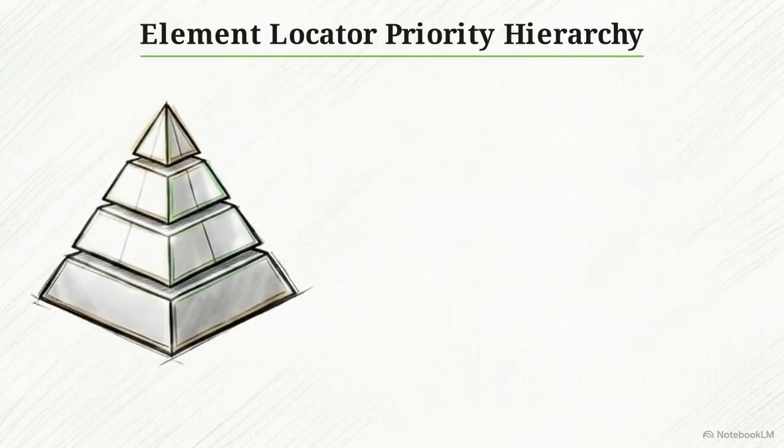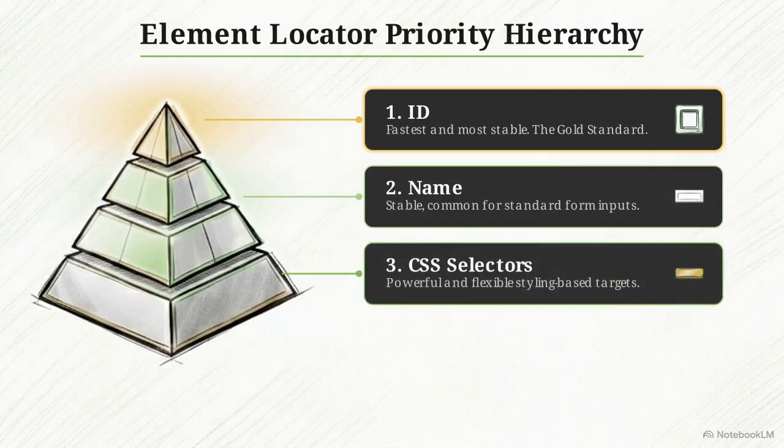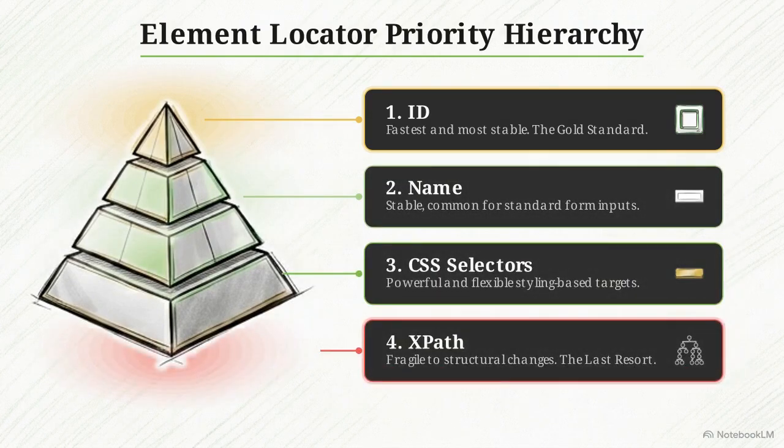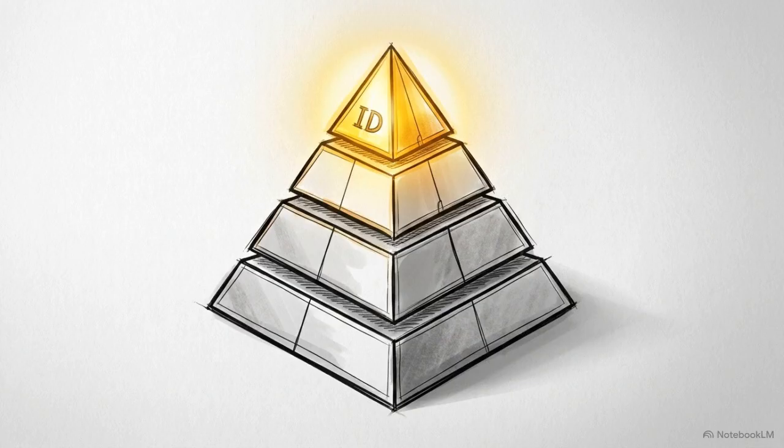To ensure our script works, we need a system, the Element Locator Priority Hierarchy. It's a 4-layer framework professionals use to prevent test failures. The top tier is ID, followed by name, CSS, and finally XPath at the bottom. Stick to this order and you stop relying on fragile code that breaks when developers update the website. You build tests that last. Let's start at the top of the pyramid.